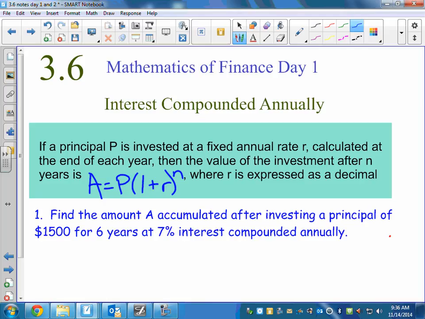So it's important that you know P is the principal amount invested, how much you start with. R is your interest rate. N is after N years. A is the new amount that you get. So this first problem says, find the amount accumulated after investing a principal of $1,500 for 6 years at a 7% interest compounded annually, which means it's only once a year, which is why we can use this formula.